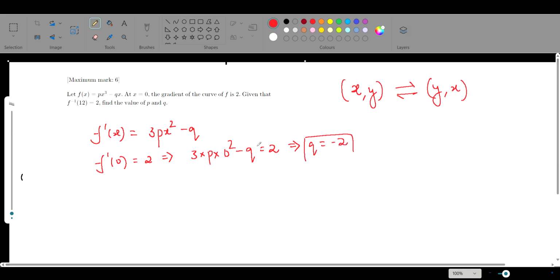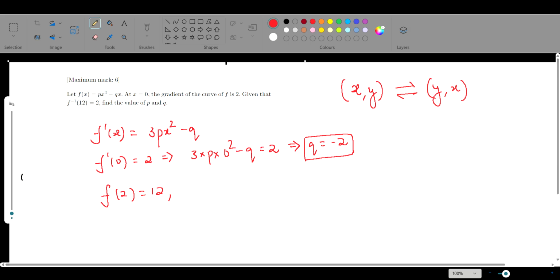Minus 16p equals 32. P is minus 2. Q is minus 16 minus 2q is 12. So it's 28. Q is actually minus 14.